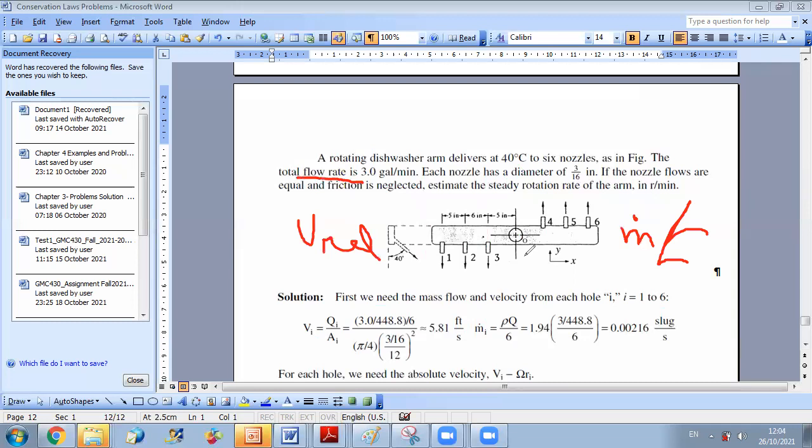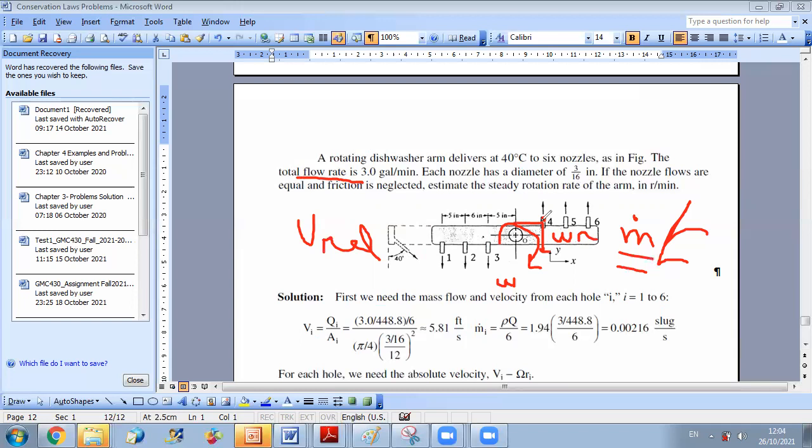So your arm is rotating. Since the arm is rotating, the velocity at a point here will be the combination of the relative velocity, which I can get from m dot, and the velocity of rotation. If I have an angular velocity omega here, this rotation will give any point a velocity equal to, for example at this point, omega times r.